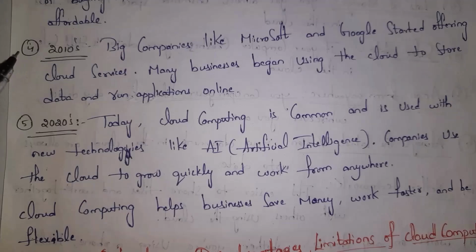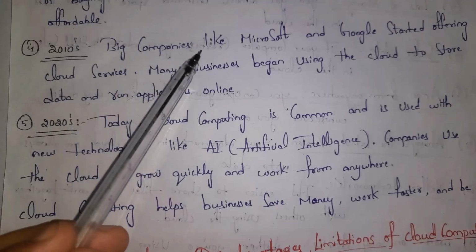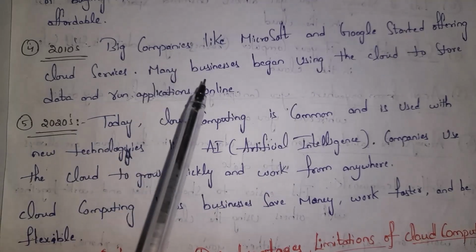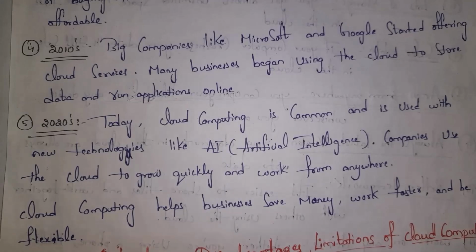And in the 2010s, same as AWS, big companies like Microsoft and Google also started offering cloud services. And many businesses began using this cloud in order to store data and to run software applications online. And in the 2020s, that is today, cloud computing is very common. This cloud computing is used with new technologies like AI, artificial intelligence. And companies are using cloud in order to grow quickly and work from anywhere. This cloud computing helps businesses save money, work faster and be flexible.